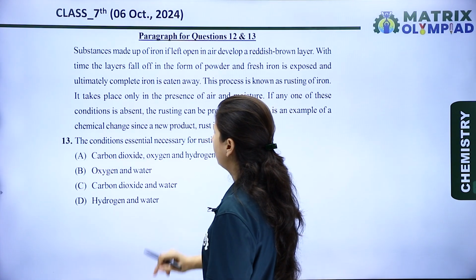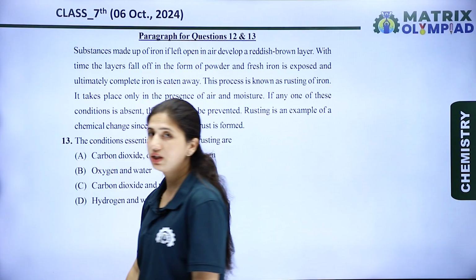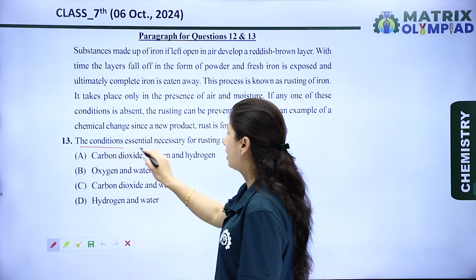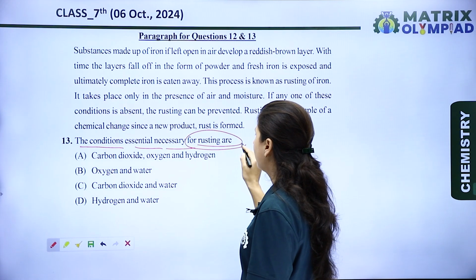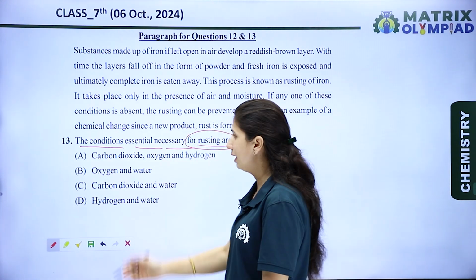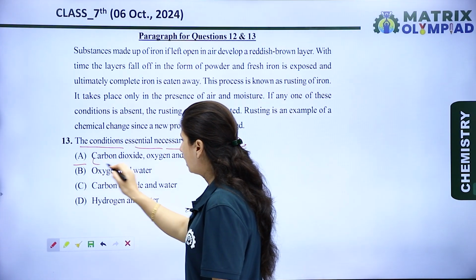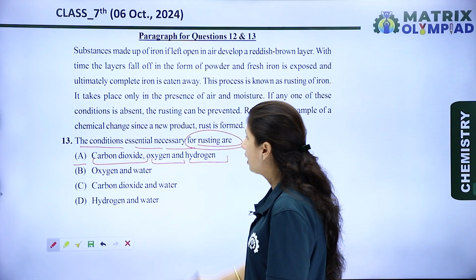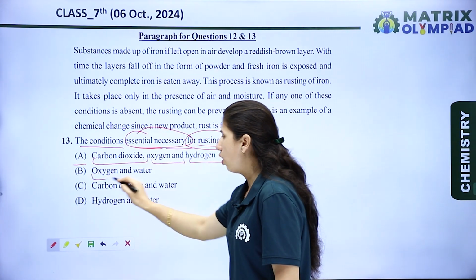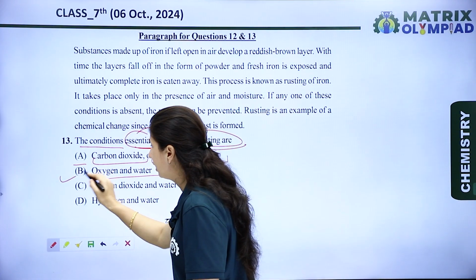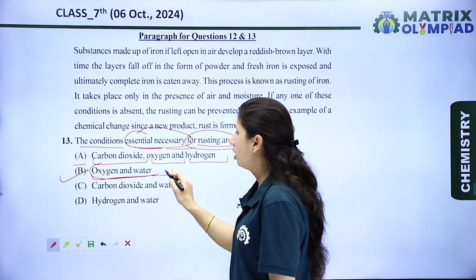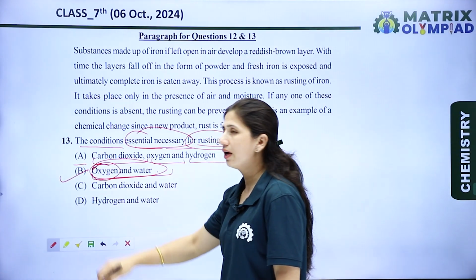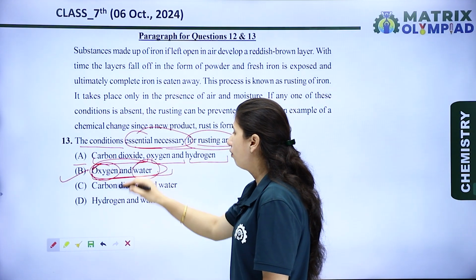In the next question, the paragraph is the same, but the question is changed. Now let's see the question. The question is, the conditions essential for rusting are, okay, let's see the options. Option first is carbon dioxide, oxygen and hydrogen. These are required but not essentially necessary. Next is oxygen and water. Yes, it is. Means rusting occurs in the presence of air and moisture, and in air oxygen is present, and in moisture water is present.